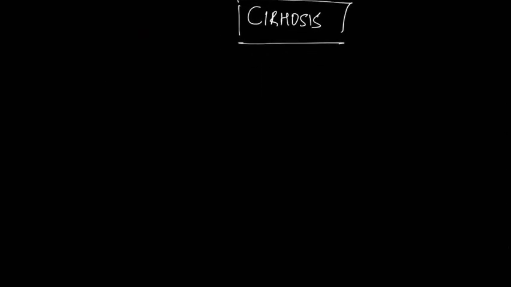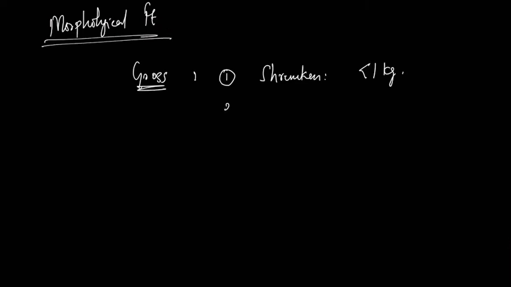So that was done about the pathogenesis. Coming to the morphological features, let's start with the gross features. What do we see? First, we see that the liver has shrunken. It weighs lesser than your 1 kg. Its shape is distorted.